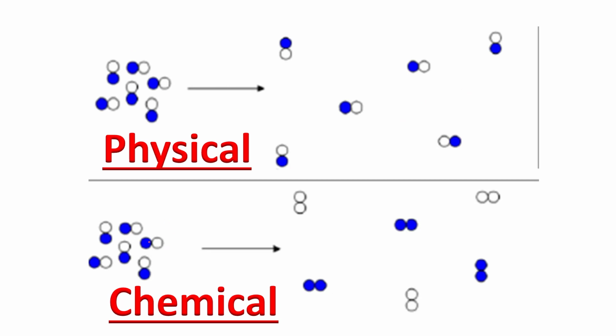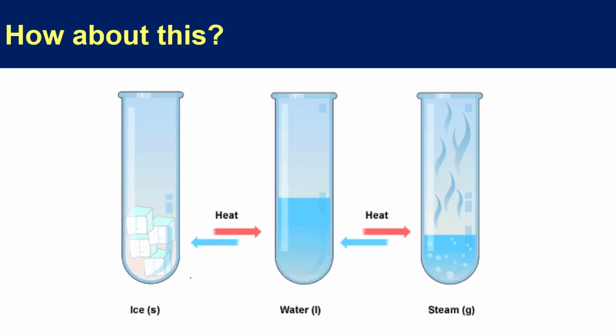And in the bottom, we have the chemical change where the identity or the composition changed. We cease to be the blue and the white circle, and we have gone to the diatomic whites and the diatomic blues. Let's say we were to heat up some ice and take it to its melting point and melt it and turn the ice, which is H2O solid, into H2O liquid. And then we were to heat it even further and turn it into H2O, you guessed it, gas.